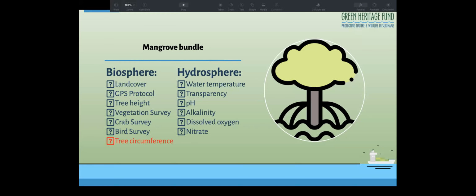You see there in red is the tree circumference. We do not do that momentarily, but maybe in the future we would like to add that to the protocol as well. But for now, it's quite a challenge to go in the field again, because we did this back in 2019. That was before COVID. And it was quite a challenge to bring the people that we have recruited back to the field. But that's that for our mangrove protocol.